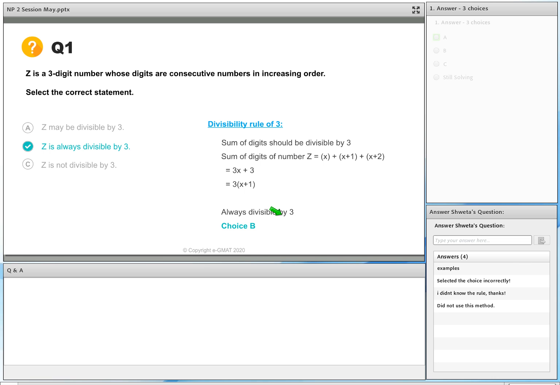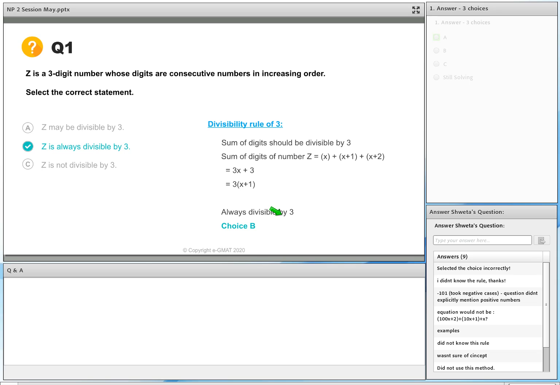Okay, somebody says selected the choice incorrectly, did not use the method. It's okay if you didn't use the method. That means it was a random option you marked, right? Took negative cases, question did not mention positive.